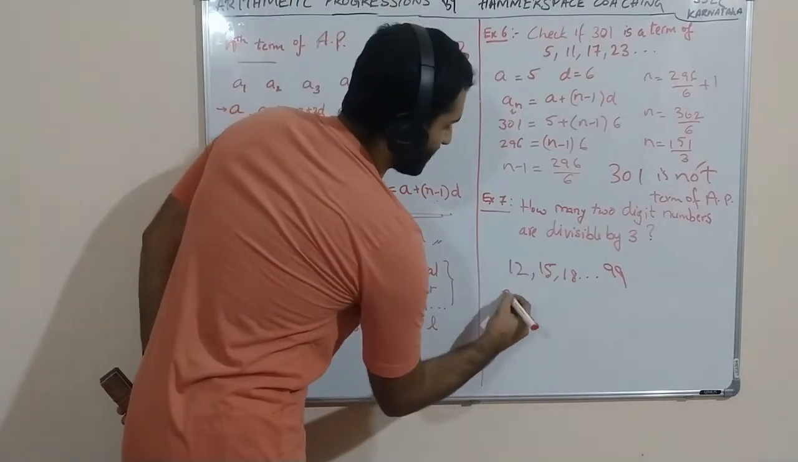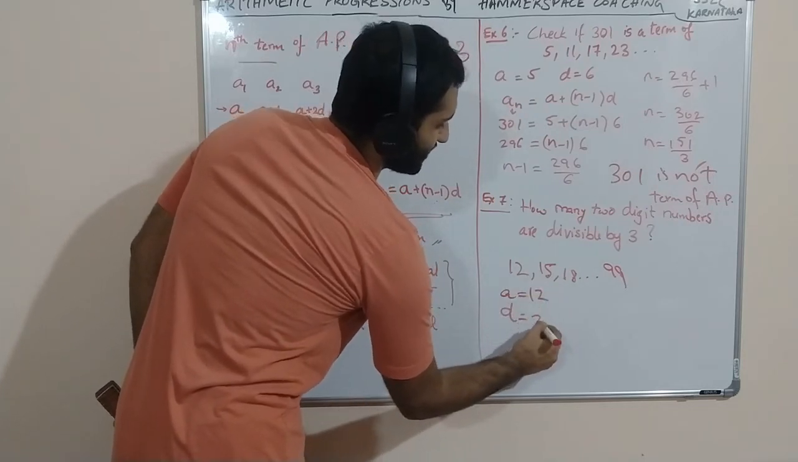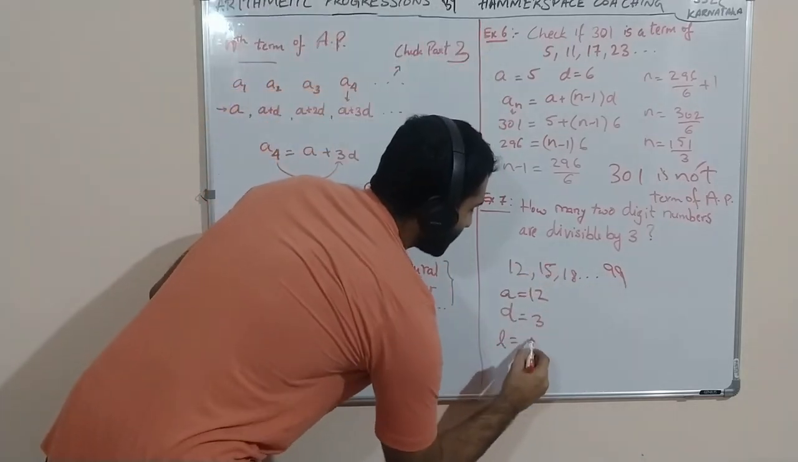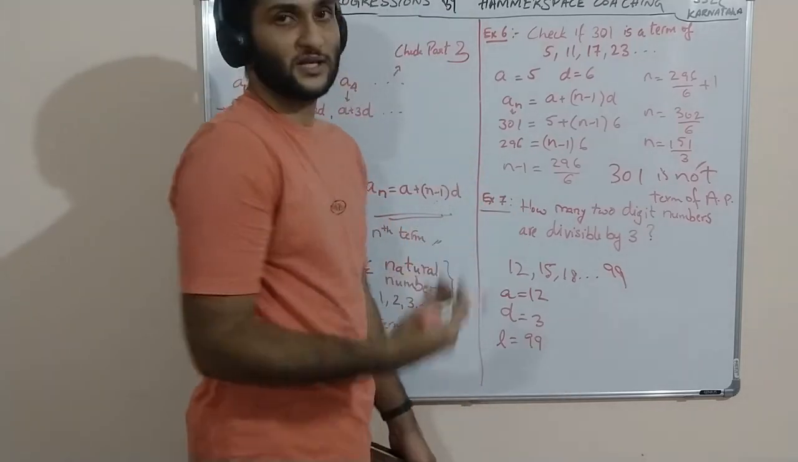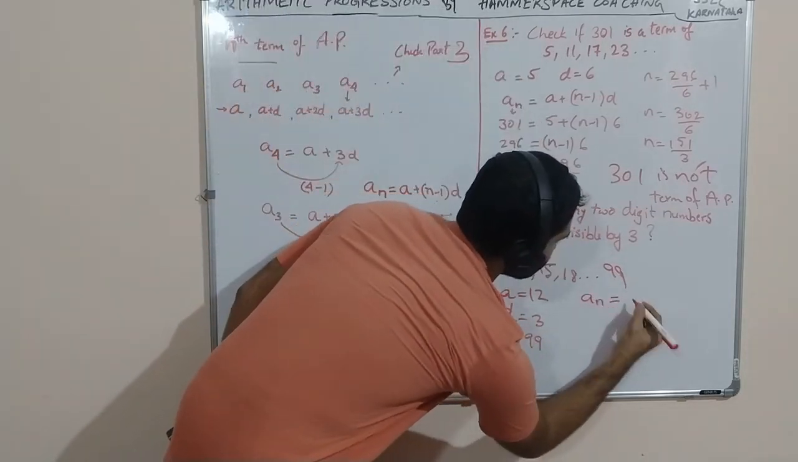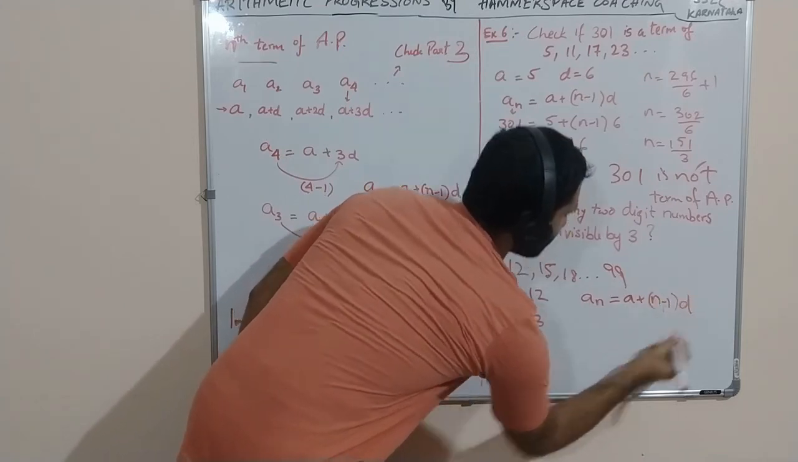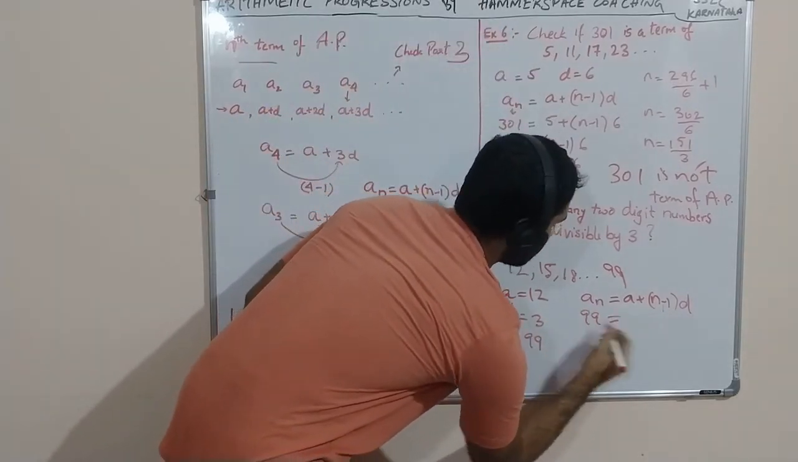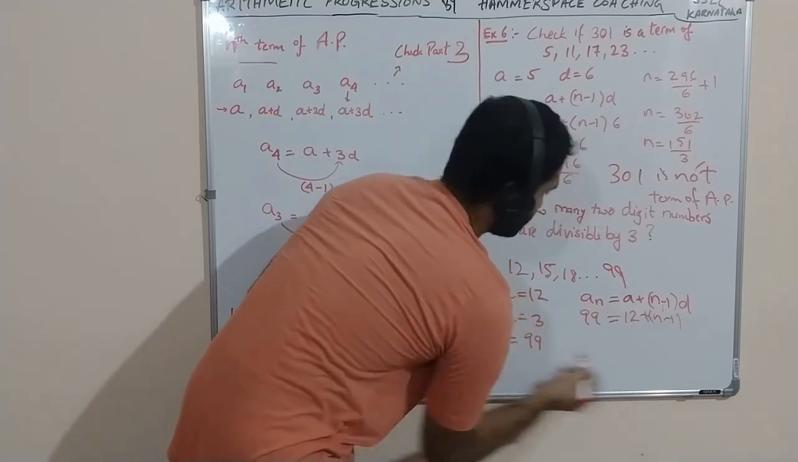What is a now? a is 12. What is d? d is 15 minus 12, so it is 3. The last term l is 99. Let's find n now, because they are asking how many numbers are divisible. So an equals a plus (n minus 1) into d, where an is l, the last term. 99 equals 12 plus (n minus 1) into, how much is d?